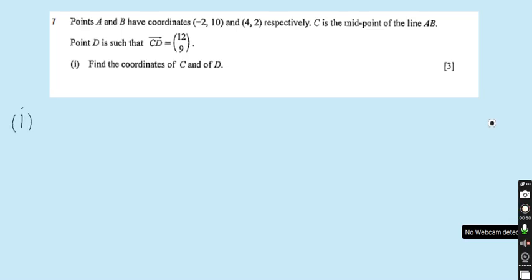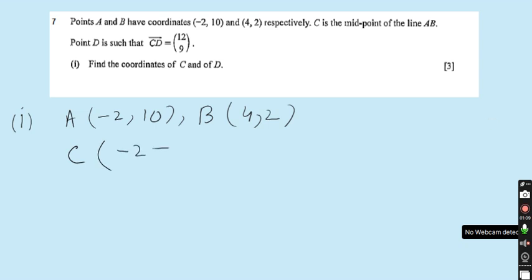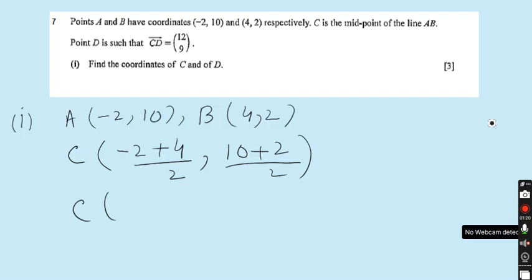According to the question, C is the midpoint of AB. Coordinates of A are given -2, 10. Coordinates of B are given 4, 2. So the coordinates of the midpoint are (x1 plus x2) upon 2 comma (y1 plus y2) upon 2. So C is 4 minus 2, 2, 2 upon 2 is 1, and 10 plus 2 is 12, 12 upon 2 is 6. The coordinate of C is 1 comma 6.